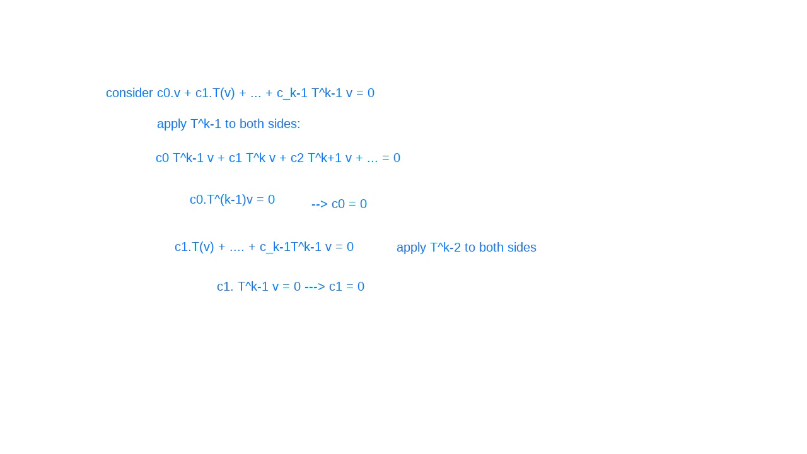Now if you go back to the original equation, you're left with c2 times t squared of v. And you just keep on doing the same thing. So that equation, you multiply by t to the k minus 3. That tells you that c2 equals 0. You just keep on going. Eventually, you show that c0, c1, c2, all the way to c(k-1) equal 0. So all the coefficients are 0, so these vectors are linearly independent. Now let's think about what is the matrix of t relative to this basis.